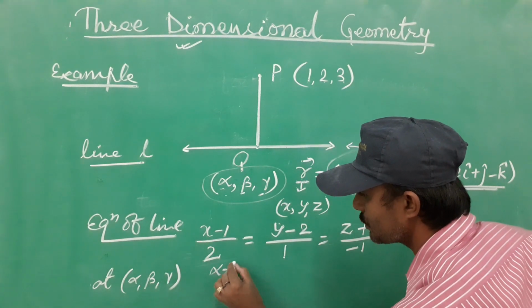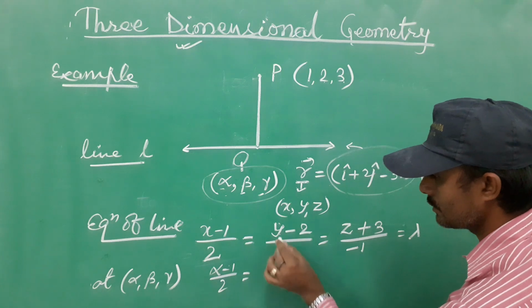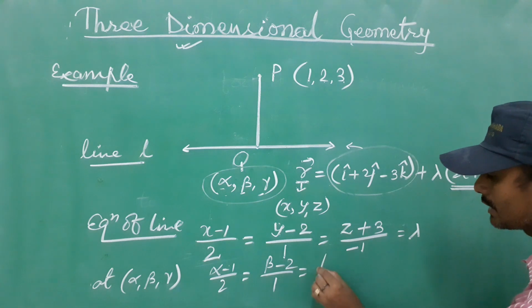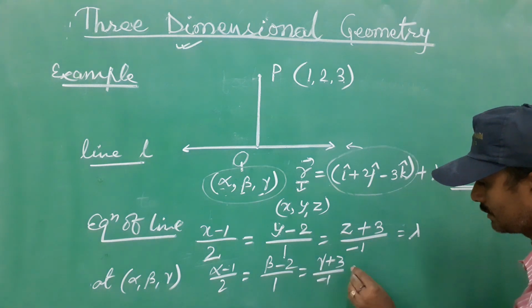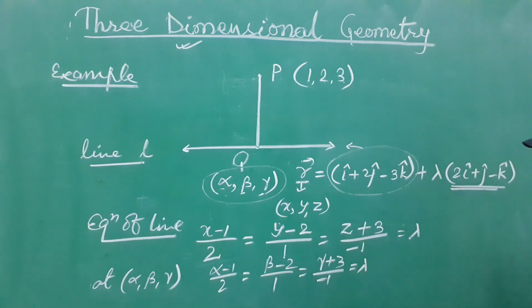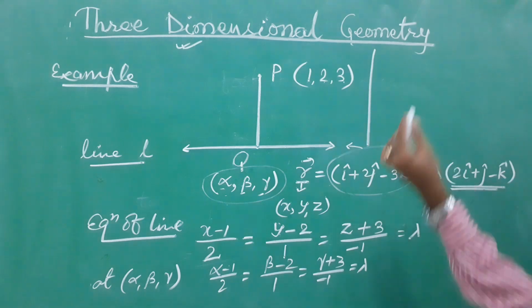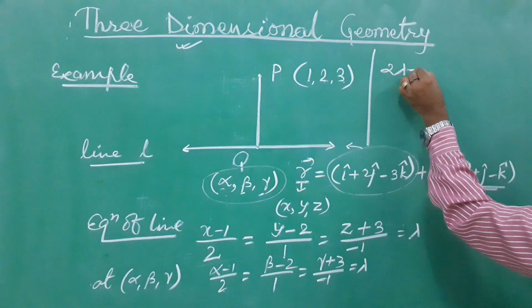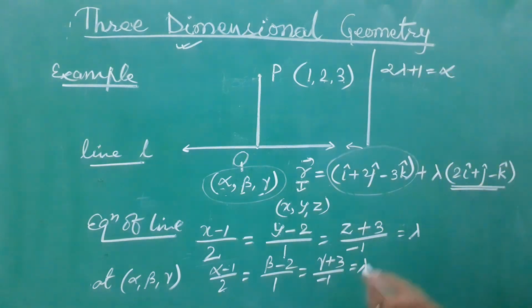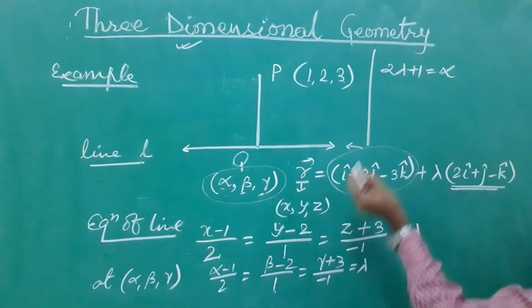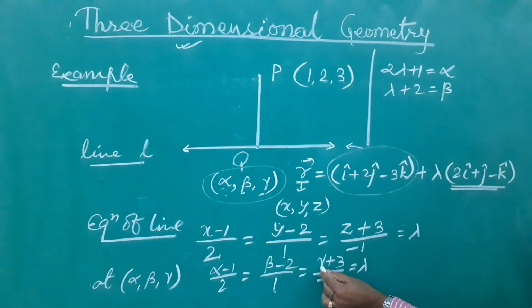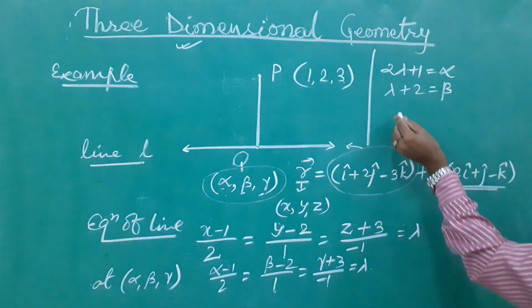So we can use alpha minus 1 by 2. Here in place of y, beta minus 2 by 1, and in place of z, gamma plus 3 by minus 1, equals lambda. So by comparing we can find alpha, beta and gamma: alpha equals 2 lambda plus 1. This is the value of alpha. Beta equals lambda plus 2, and gamma equals minus lambda minus 3.